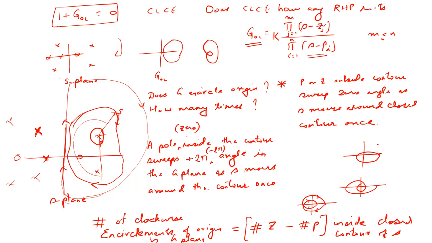And the magic comes because of the following. I want to find out how many roots of this equation are in the right half plane. So I take the S plane, I take a closed contour that goes like this, which encircles the entire right half plane. And what I can do is calculate the complex number G open loop, add 1 to it, and then look for encirclements of the origin.